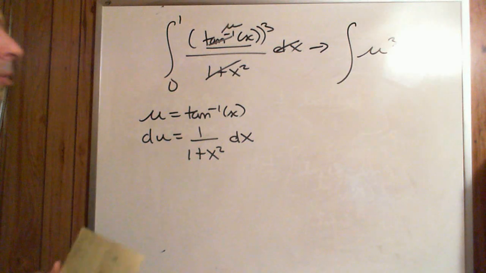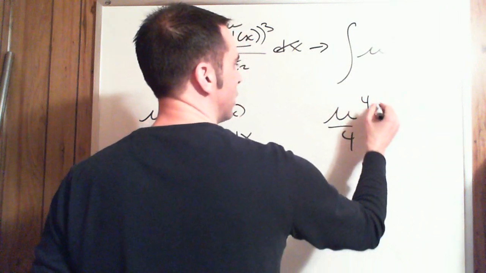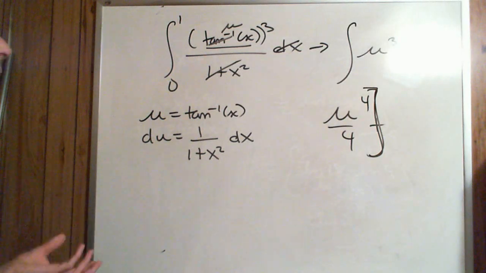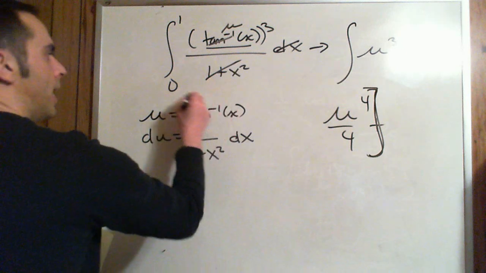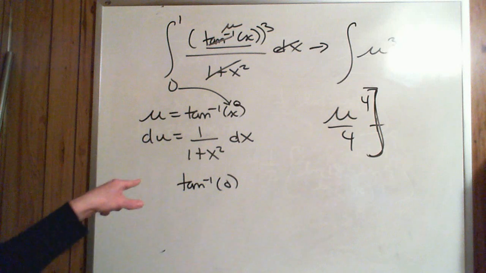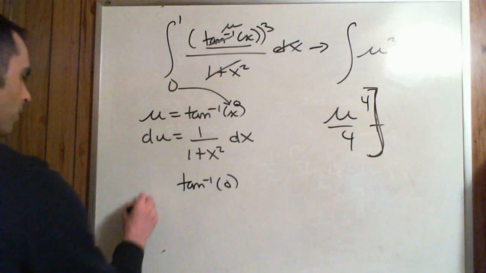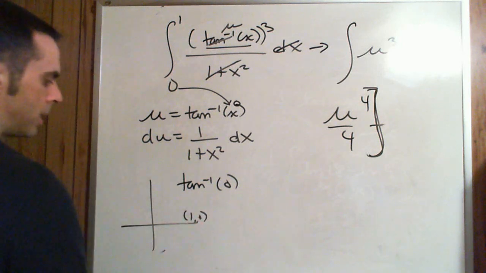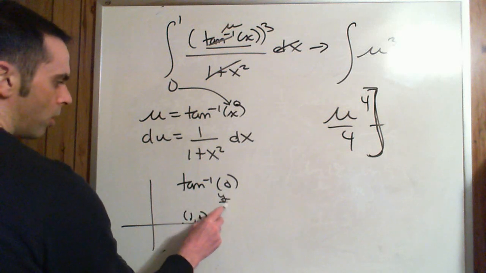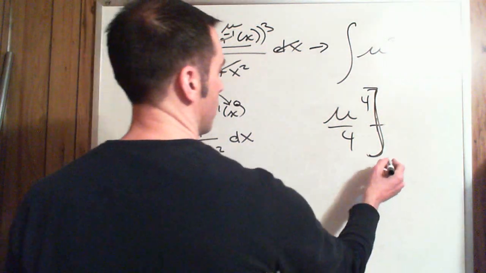It's u to the nth, so its antiderivative would be u to the 4th over 4, no plus c now. Now our limits of integration will become what? When x is 0, what's the tangent inverse of 0? When we see the inverse notation, we should know that it means to find the angle where tangent is 0. Radians: the coordinates at 0 radians are (1, 0), and tangent is y over x, where y is 0 and x is 1, so that becomes 0.